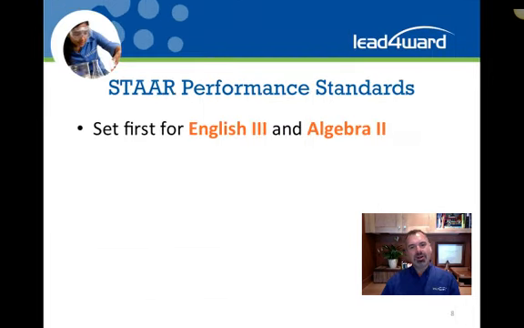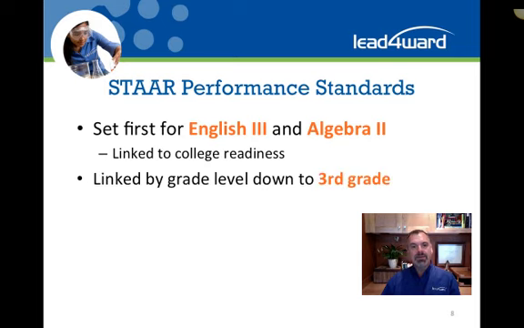Now let's talk about the STAAR performance standards. They were first set for English 3 and Algebra 2 because these two courses are linked to career and college readiness standards. Because these two courses are linked to those standards and STAAR is a vertically aligned system, so are the performance standards vertically aligned. So the performance standards now will be linked to every grade level all the way down to 3rd grade based on the performance of these two tests. Vertically aligned test, vertically aligned standards.